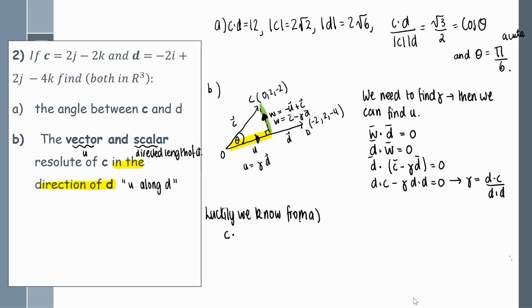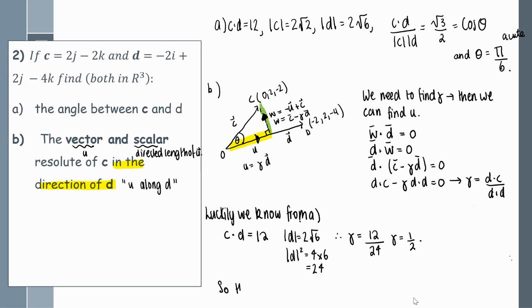Luckily, from A we know a lot. We know that C dot D, which is the same thing as D dot C, is equal to 12. We know the length of D, again from part A, was 2 root 6. That way we know the length of D squared, which is D dot D, is equal to 4 times 6, which equals 24. Therefore, we know that gamma is 12 over 24. Okay, and that just simplifies to a half.